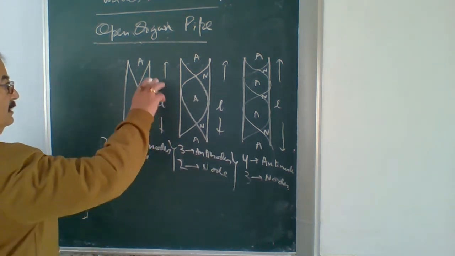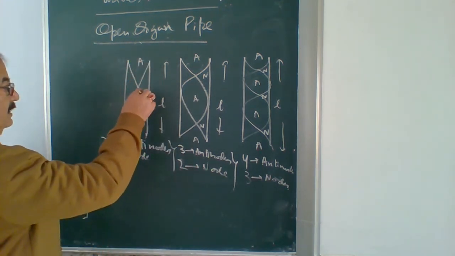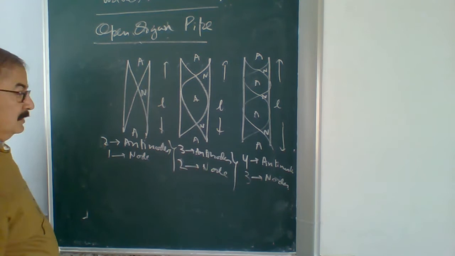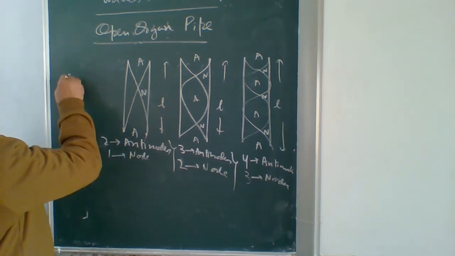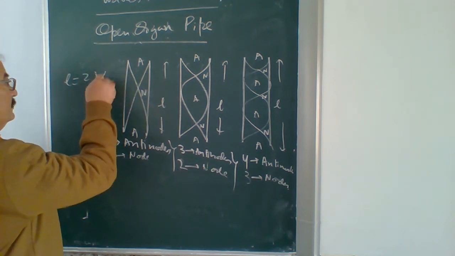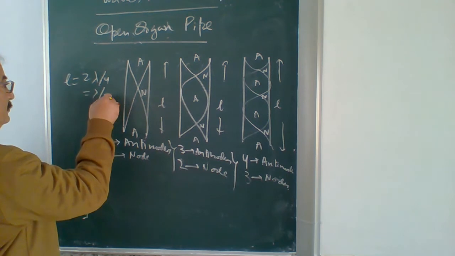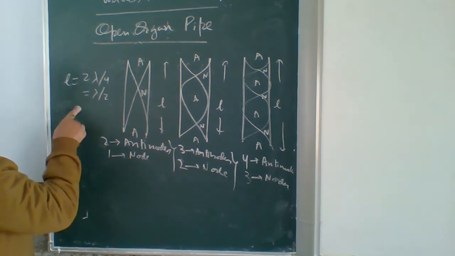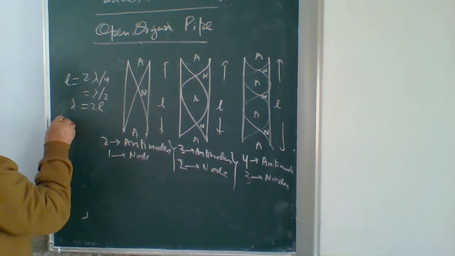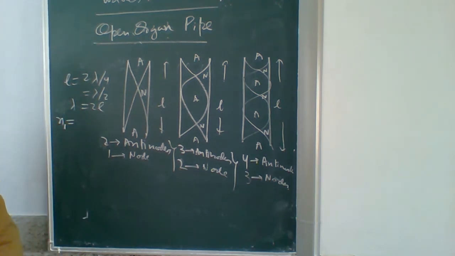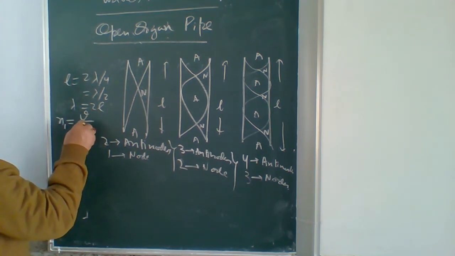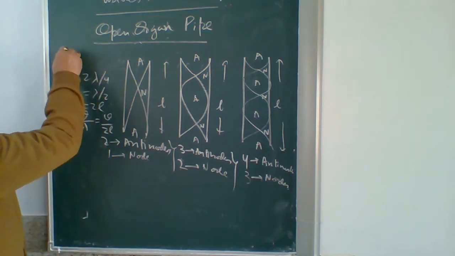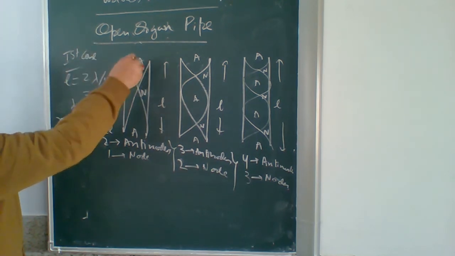For this one, you can see distance between one entry node and node is how much? Is lambda by 4. So lambda by 4 plus lambda by 4, so 2 lambda by 4 हो गया. Then first possible vibration we have L equal to 2 lambda by 4, that is lambda by 2, or lambda equal to 2L, and the frequency of fundamental tone कितना हो जाएगा? N1 equal to V upon lambda, V upon 2L. This is the case 1, first case. First case में ये रहेगा.